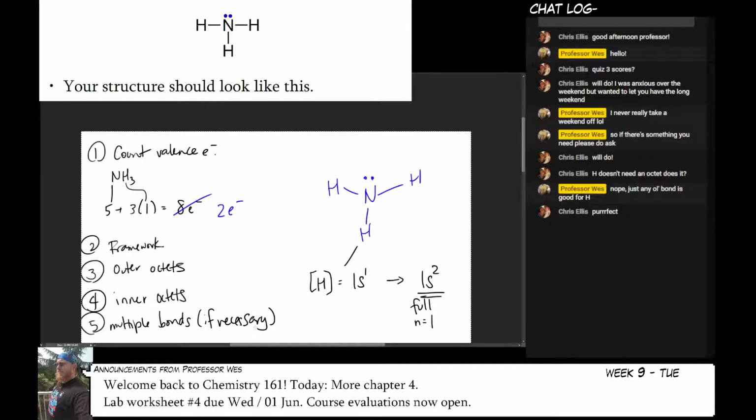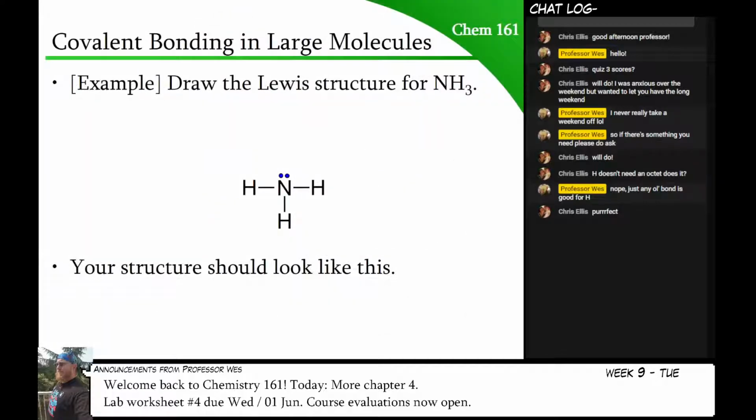And then for the last step, we'll do multiple bonds, except we don't actually need to. So there's our structure. Everything is great. Now, admittedly, that was probably the simplest structure I could give you. So I'm going to give you some more difficult structures on the next page, just so we can get more practice with it.